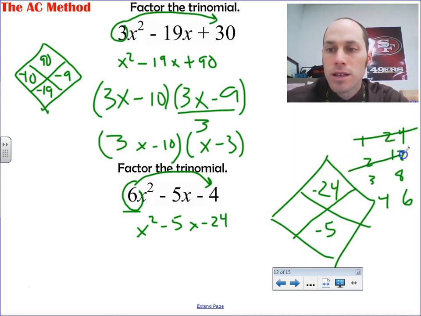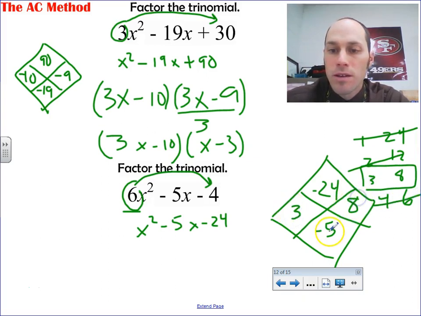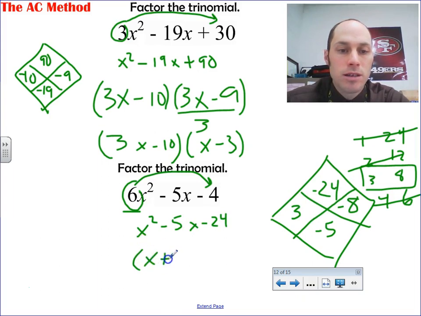This isn't going to work. This is 10, this is 5 apart. It's only 2, so 3 and 8 are my two numbers. I have to have a sum of negative 5, so 8 needs to be the negative. So x plus 3 and x minus 8. Remember, since I multiplied my A value over, I need to put it back in because I need to divide it out somewhere. So now I need to divide 6 out of these. This one, they're only divisible by 3.